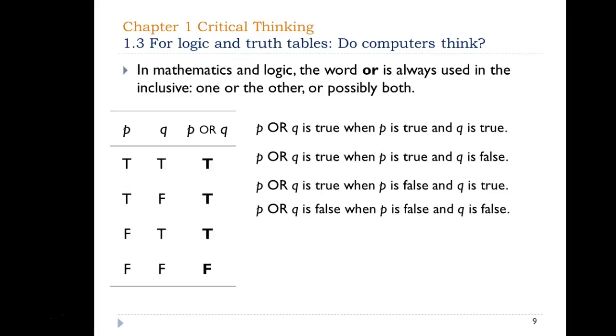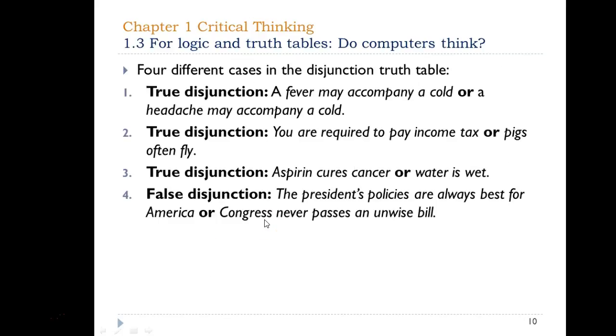P or Q is true when P is true and Q is true. P or Q is true when P is true and Q is false. P or Q is true when P is false and Q is true. P or Q is false when P is false and Q is false. Here are the 4 different cases in the disjunction truth table.